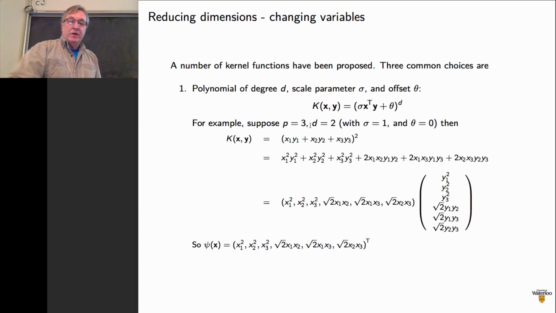So for example, if we had three-dimensional data and just pick scaling of 1 and no offset, the kernel looks like this. We take the square of that inner product, and when you expand that, you're going to get something like that. And you can actually see that it's the inner product of these two vectors. One is a vector only involving the x's, the other involves the y's, the same function applied to each. So we can actually read off what the psi function is. Okay?